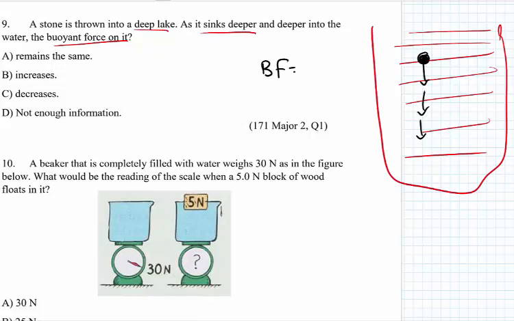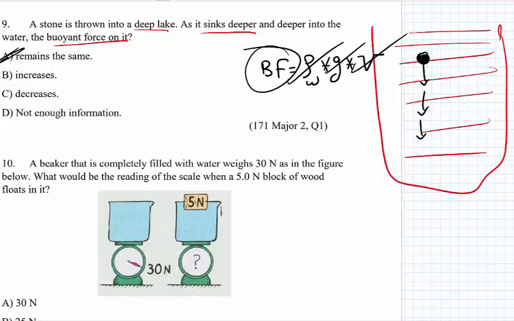Buoyant force, as we said, is rho of the liquid, which is water here, times gravity, g, times the volume of the submerged part. As long as it sinks down, the volume is constant. So rho is constant, g is constant, volume is constant, so the buoyant force is constant. It remains the same, it does not increase, it does not decrease.